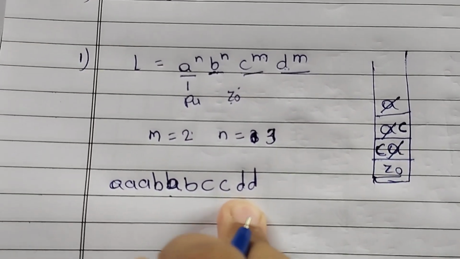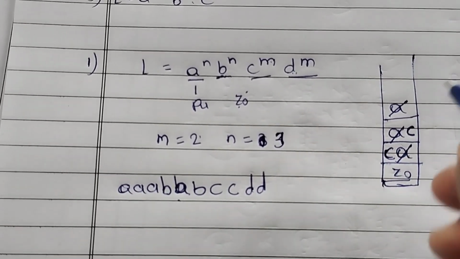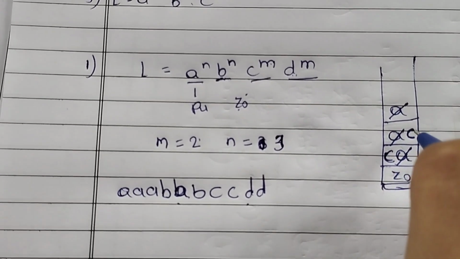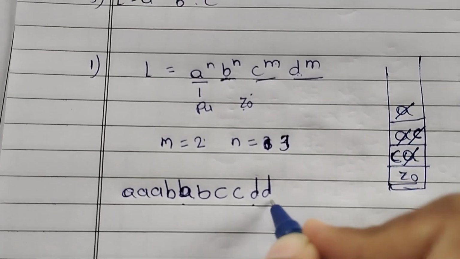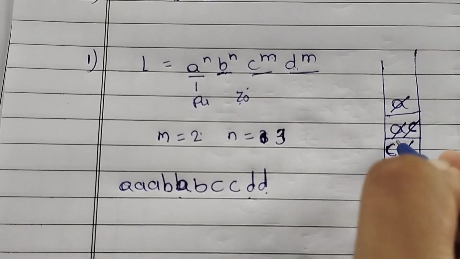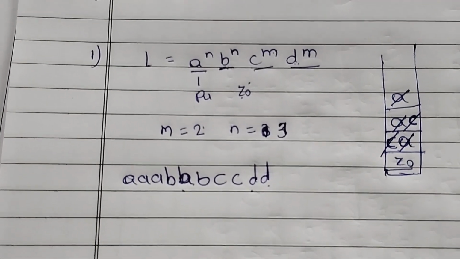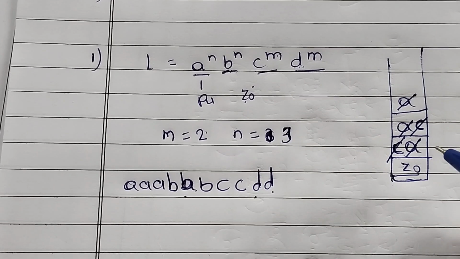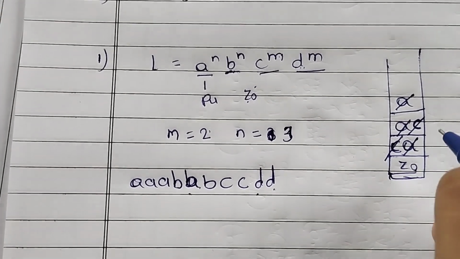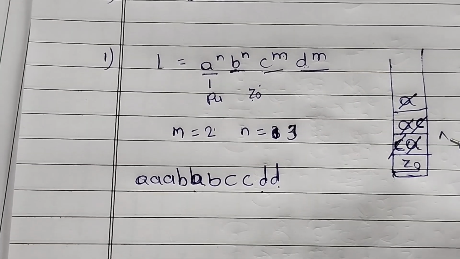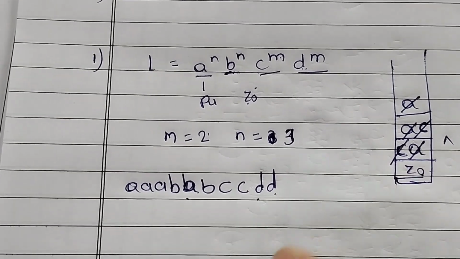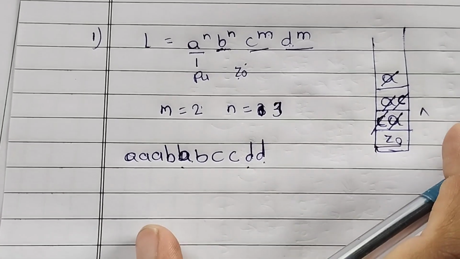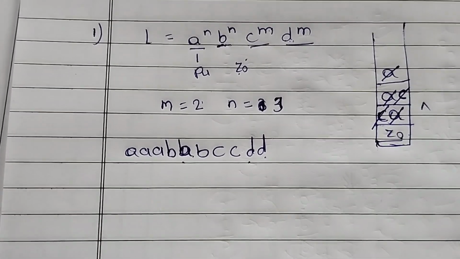Now you read D. For the first D, pop the first C, again you read D, pop the second C. In this way the whole stack is empty, and you read Z naught, which means null is present. So null and Z naught means we are in the final state. In this way we think about that question.